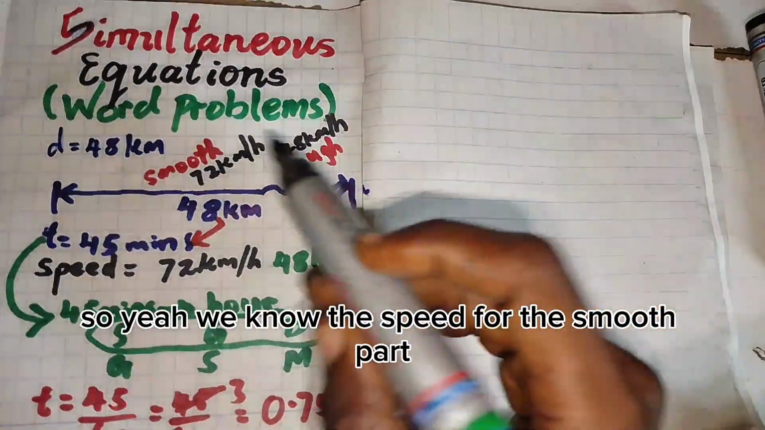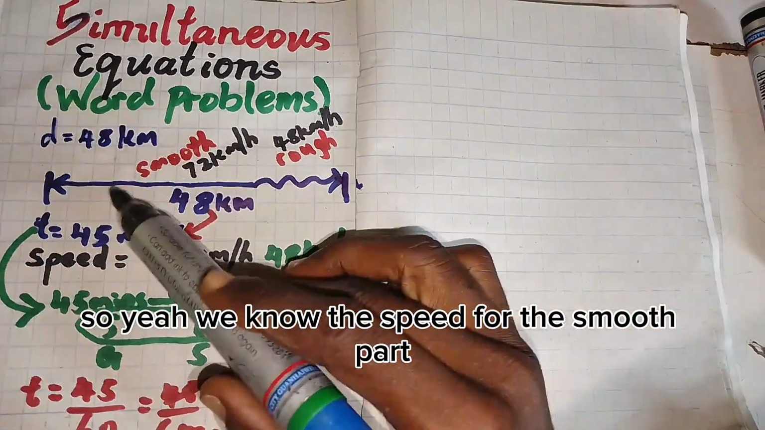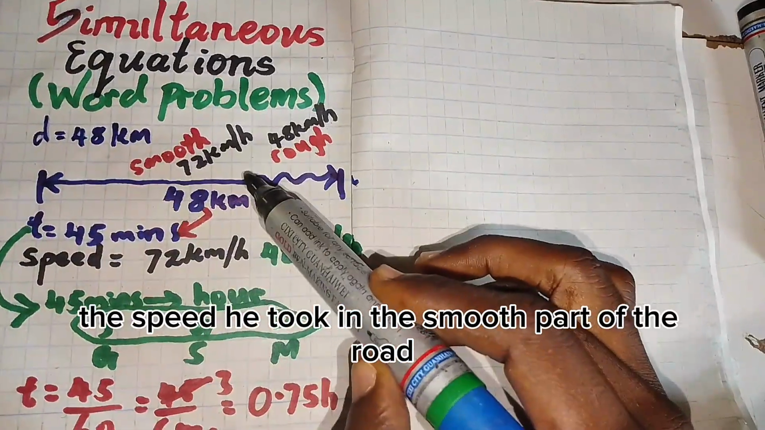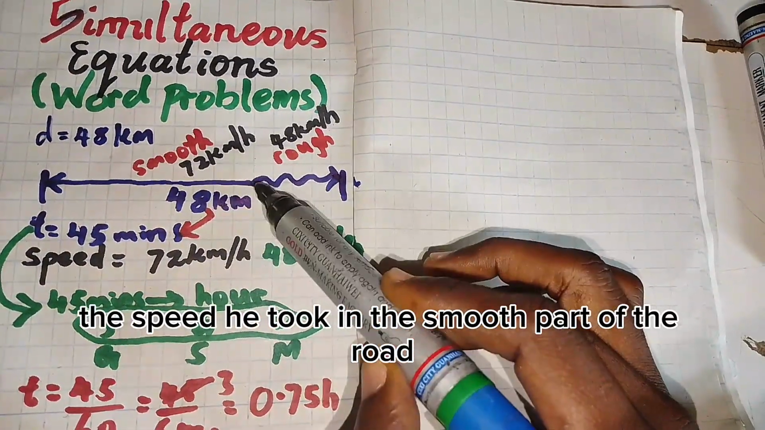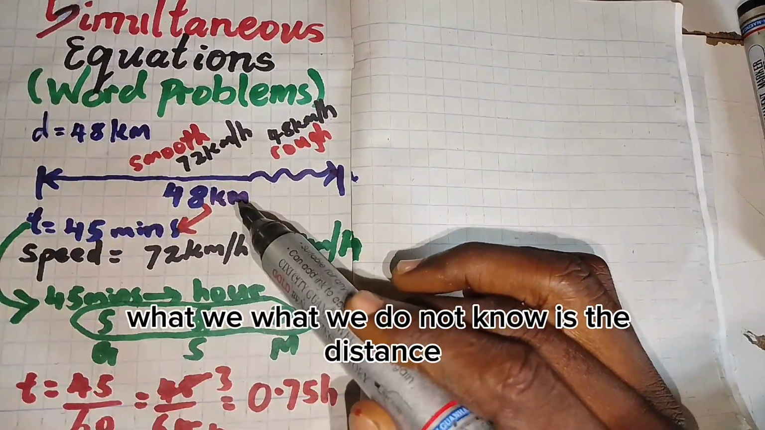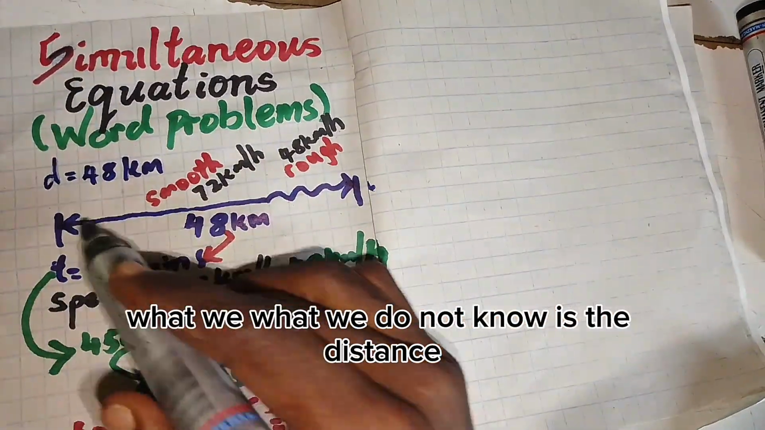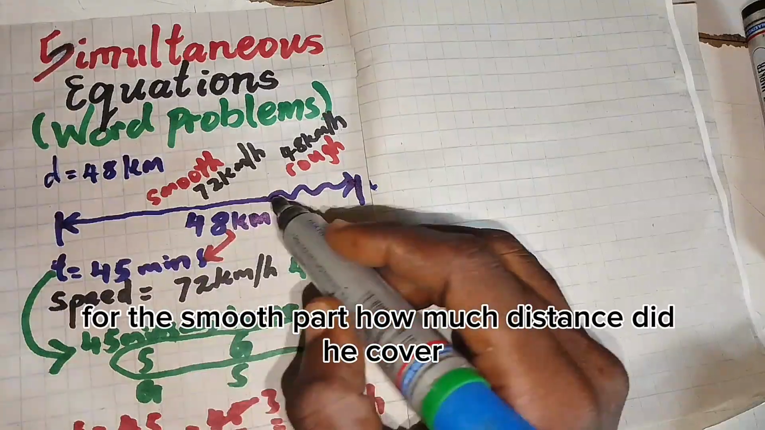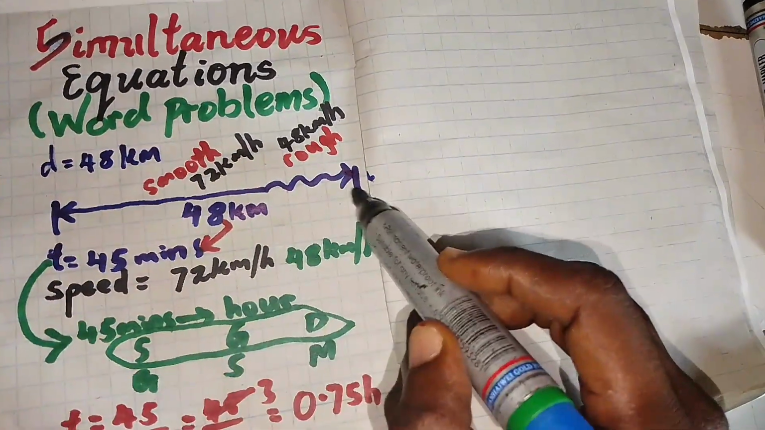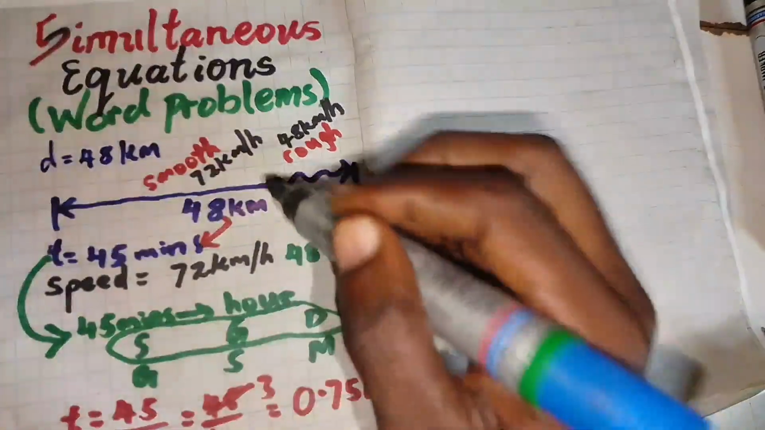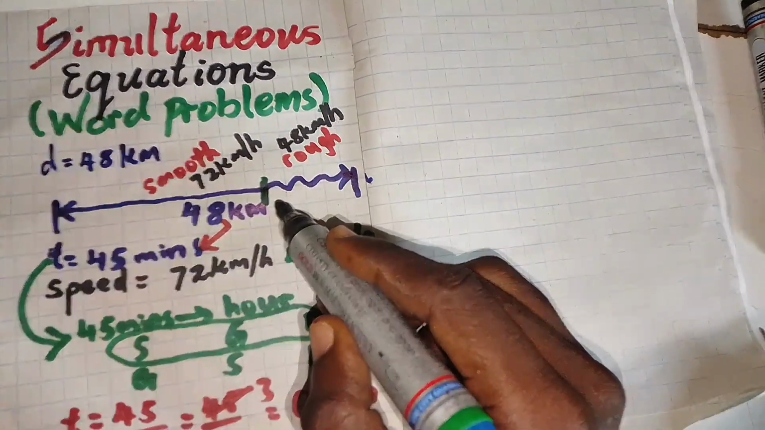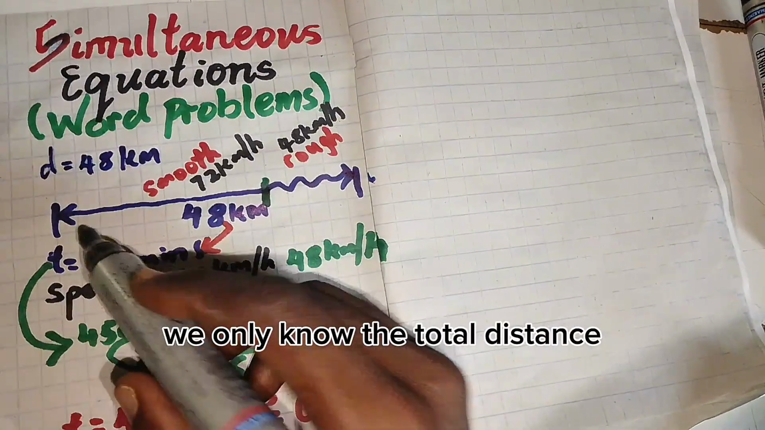So we know the speed he took in the smooth part of the road, and then the speed on the rough part of the road. What we do not know is the distance for the smooth part. How much distance did he cover? We don't know. We only know that the total distance is 48 kilometers. But for the smooth part, which stopped at this point, we do not know. This is the rough part. We don't know the distance for here. We only know the total distance.